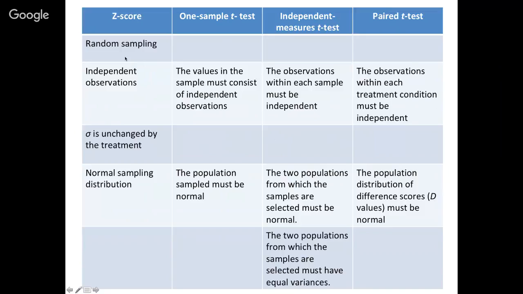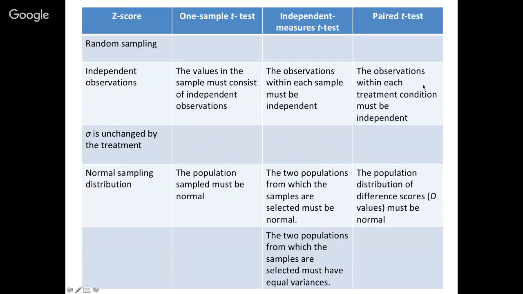You can see here, we don't have this assumption for any of the t-tests. And the fourth one is the normal sampling distribution, meaning the distribution of scores should be normal. So you see here the independent observations assumption, we have it for all of the tests, right? And also the normal distribution, we have this assumption for all of the statistics we're interested in, for all of the tests.